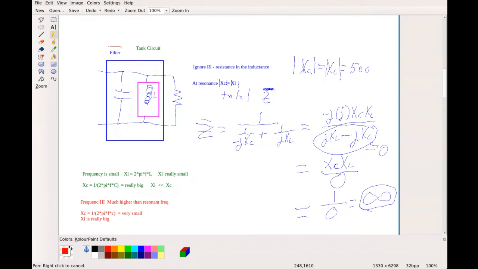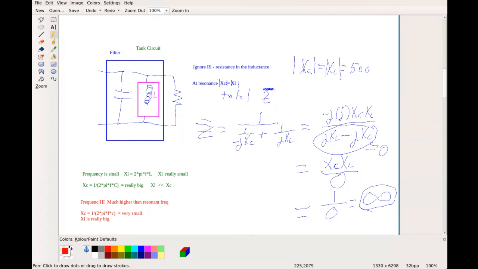So this is our parallel filter. The parallel filter will prevent the current from getting to the resistor. It doesn't get to our load resistor if it's not within the bandwidth. If it's within the bandwidth, then this circuit is very, very large. The LC circuit here is very large near that resonant frequency.